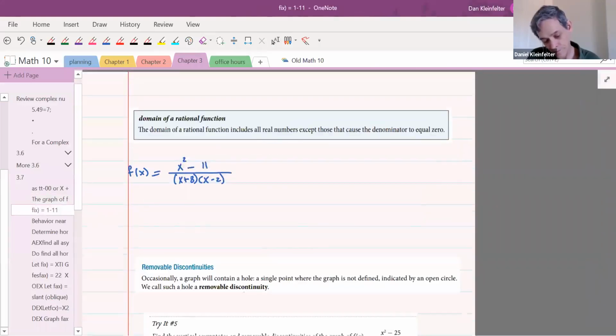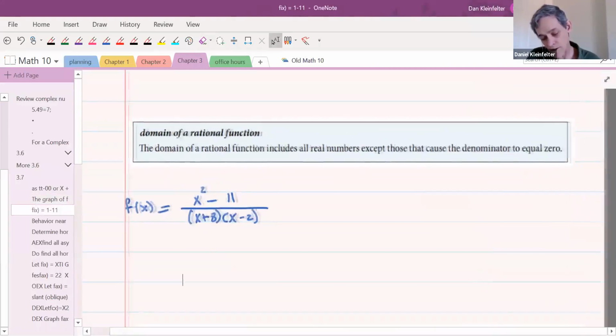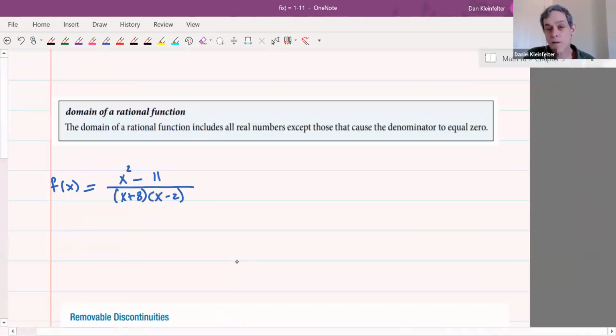All right, so the issue of vertical asymptotes is really close to the issue of the domain for a rational function. The domain on a rational function includes all real numbers except those that would cause the denominator to equal 0. So check and see what's going to make the denominator 0, and whatever that is, it's going to be excluded. So we saw here that the vertical asymptotes would be at -8 or at 2. And so those are going to be the exclusions.